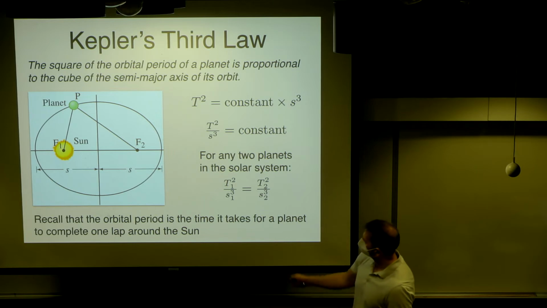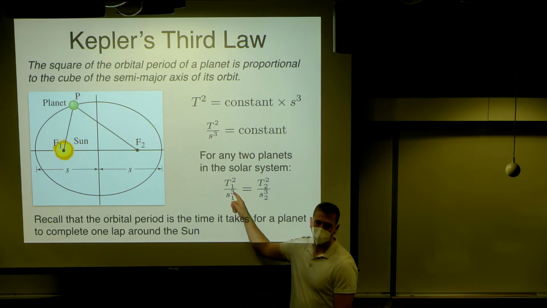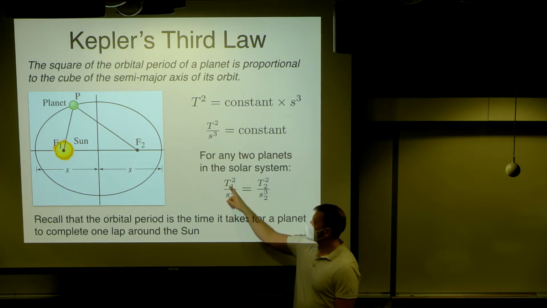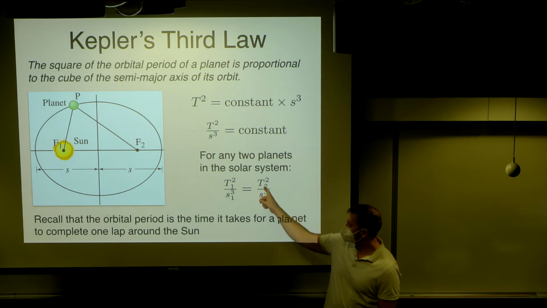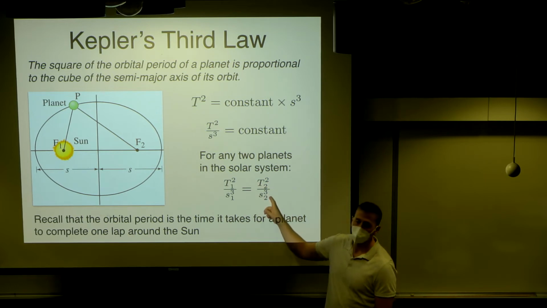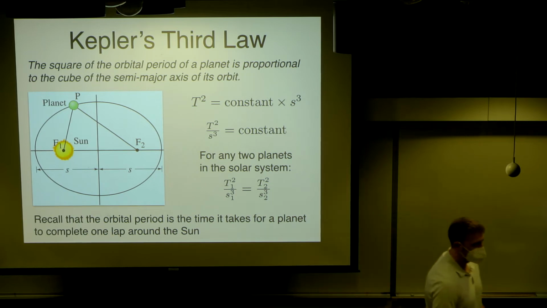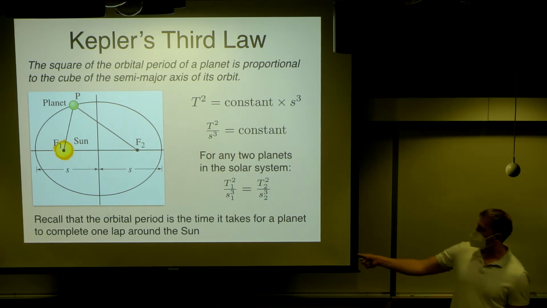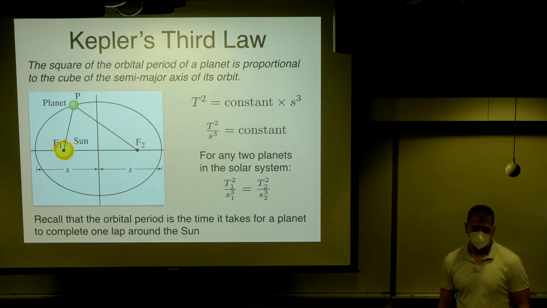So what we can do is set them equal to each other, right? So let's label one of the planets with subscript 1, right? I have T1 squared over s1 cubed. Just pick any other planet, label it with subscript 2. I have T2 squared over s2 cubed. I know they have to be equal according to Kepler's third law. So typically what we do is this kind of comparison between two planets. That's how we use it, okay?